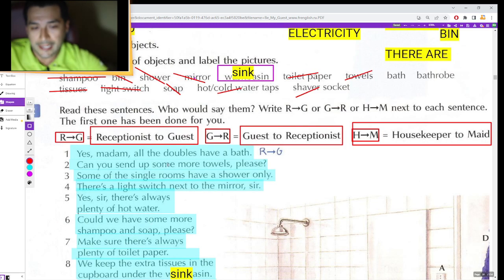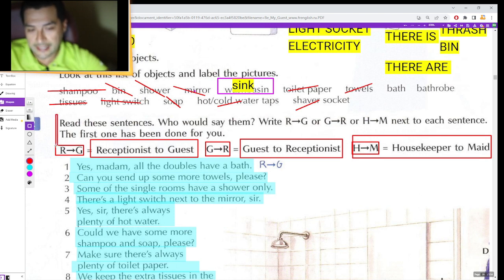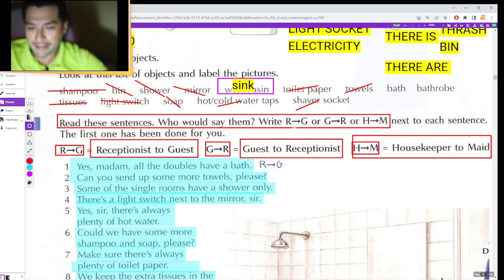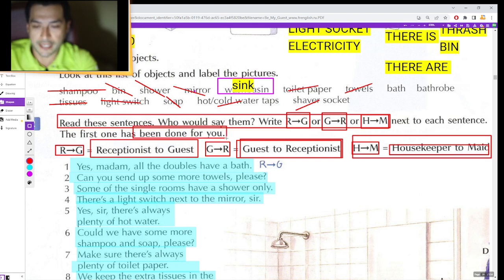So let's practice. Exercise two. Read these sentences. Who would say them? Receptionist to guest, guest to receptionist, housekeeper to maid. Write RG, receptionist to guest, or GR, guest to receptionist, or HM, housekeeper to maid, to each sentence. The first one is the example. The first one has been done for you. Receptionist to guest.